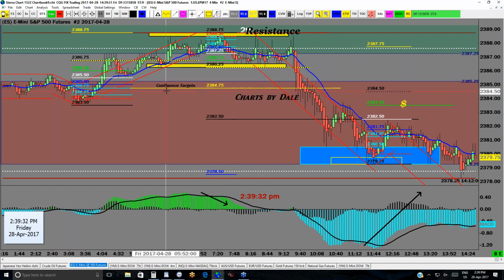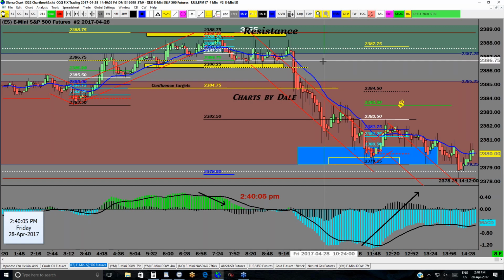Then we had our confluence targets here, and lo and behold, it got down here to the 2384.75. So that was terrific, and that's from resistance. We know that we have to aim for support areas and so on. So our trend from 8 o'clock area, 7:30, 8 o'clock, and 9 o'clock, and then finally into 9:30 area.